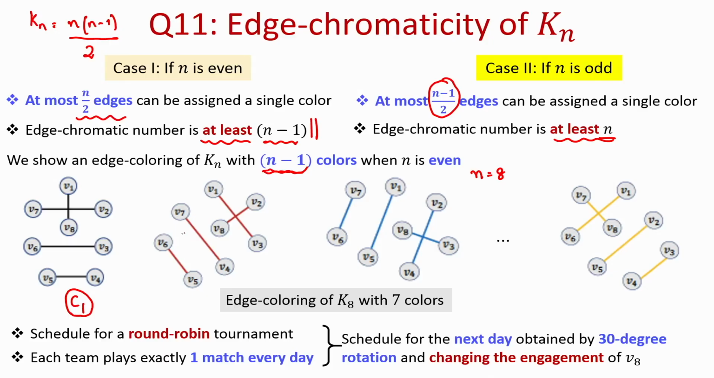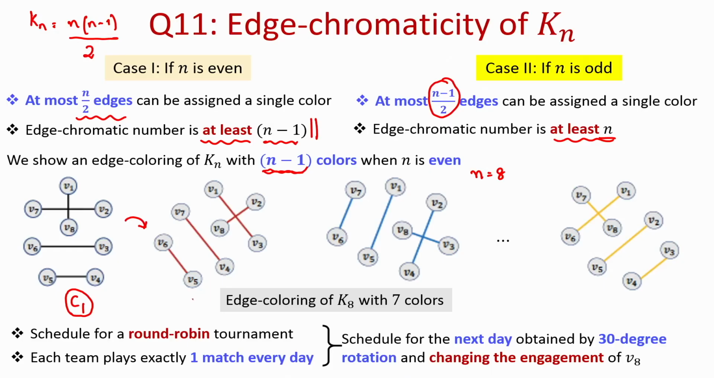This is equivalent to saying that I now want to find a schedule for the next day. The schedule for the next day is obtained by rotating this diagram by 30 degrees and changing the engagement of V8. Earlier V8 was engaged with V1, but now V8 will be engaged with the next team in the clockwise direction, which is V2. So, now the assignment of the colors is the following.